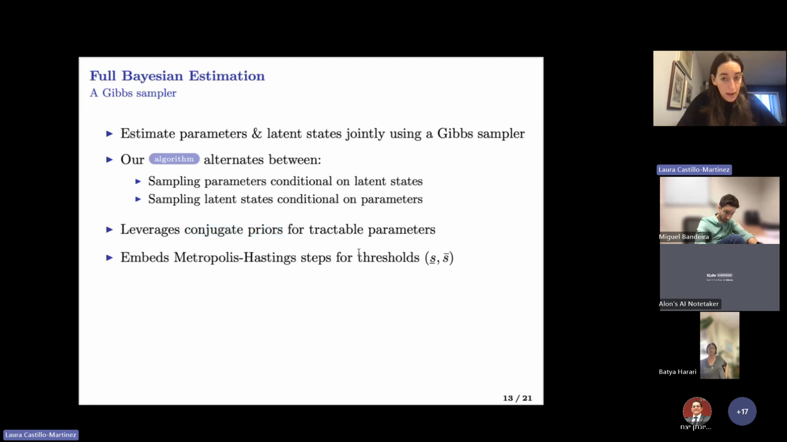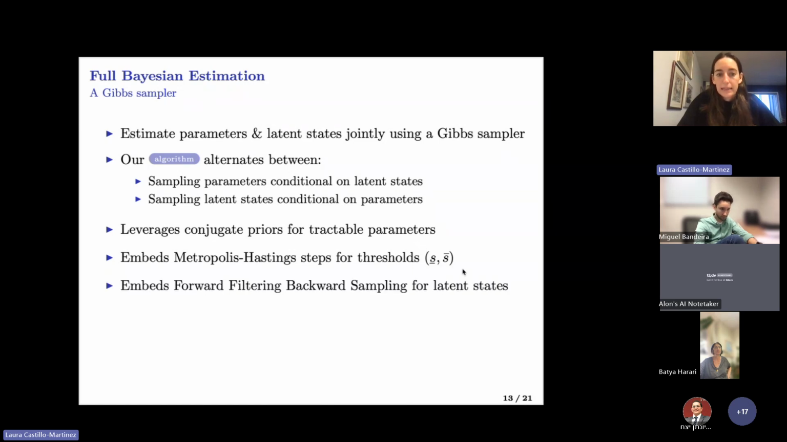There is a subset of parameters, however, for which we're not that lucky. We're not going to be able to find conjugate priors, and therefore we're going to have this additional step that's often known as, well, it's actually known as Metropolis Hastings. Which are those parameters? The bounds, the inaction region threshold, the lower bar S and the upper bar S. And again, we're going to use the model to our advantage to speed up and make this step a little bit easier. I'll explain it in 1 second.